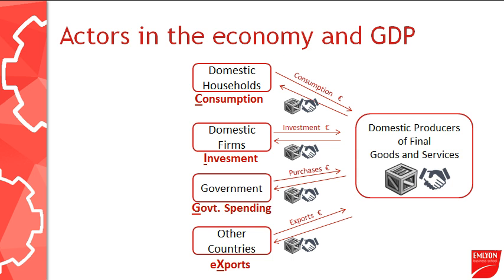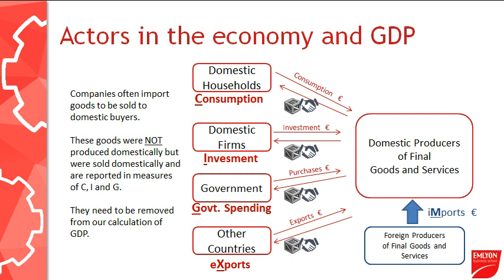Government obviously is purchasing, so this is government purchases in the form of government spending. Again, they're buying goods and services. And other countries are buying the exports that domestic producers are making. And we see, very important here, C stands for consumption, I stands for investment, G for government spending, and X for exports.